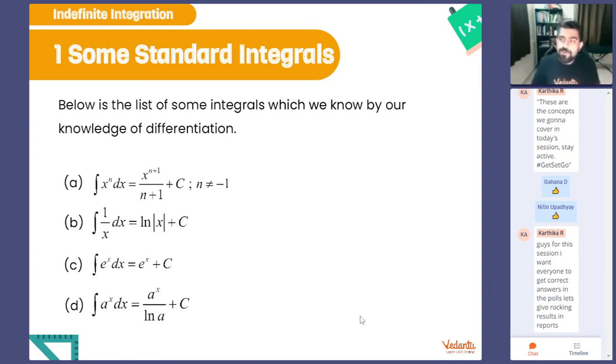Sir, what do you mean by our knowledge of differentiation? So guys, if you look at it closely, you differentiate the right side, you will get the left side inside quantity. You differentiate log x, you will get 1 by x. Differentiate e power x, you will get e power x. Differentiate a power x by ln a, you will get a power x.